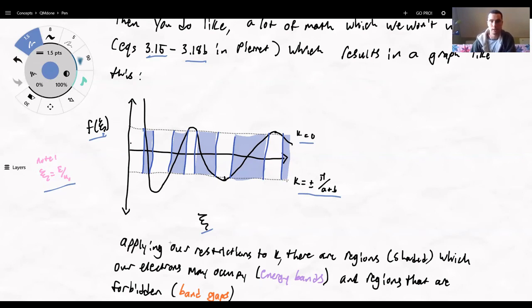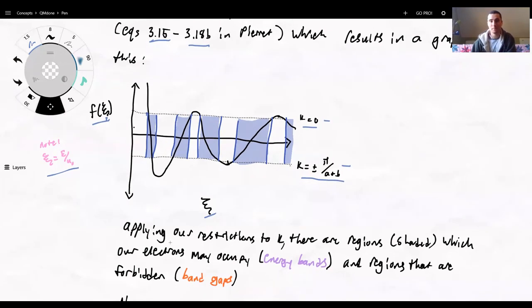So what you do is you draw a line for K is equal to 0 here, and you draw a line for K is equal to this thing here. And you see that there are certain spots where the electrons would be allowed to be. I've shaded those in. And you also see that there are certain areas where the electron is not allowed to be. So remember, this is from applying our restrictions to K, because we have these finite energy systems. And remember, the K at one spot has to look like the K at another.